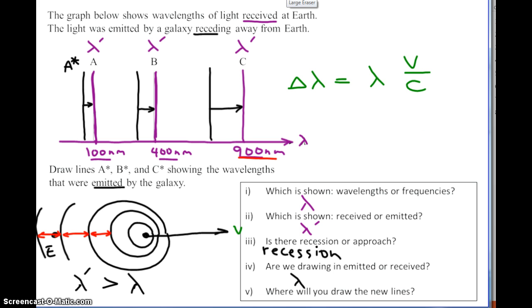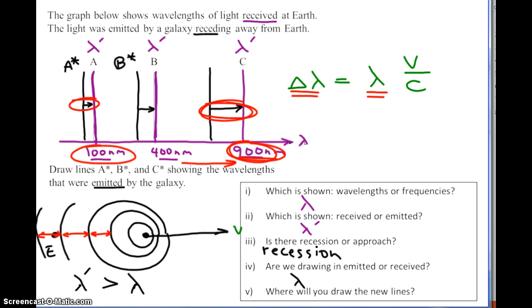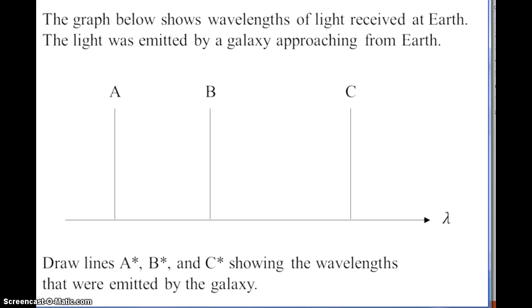Okay. So as we move to the right, as we go to higher and higher lambda values, there's a bigger shift. As this increases, the shift increases. High lambda, high shift value. Small lambda, small shift. So let me finish labeling my diagram, and now we'll move on. The graph below shows wavelengths that are received at Earth. So I have 3 lines. We are seeing 3 different colors. 3 wavelengths are received. Because they're received, I mark them lambda prime.